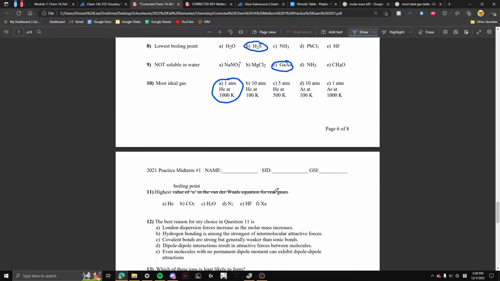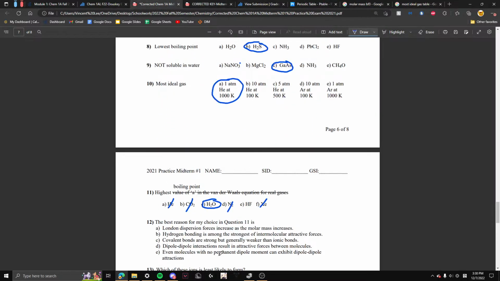It's boiling point. Pretty much opposite of this. Look for something with the strongest intermolecular forces. Xenon's a noble gas, so it's not really going to want to do anything with itself. Same thing with helium. Carbon dioxide is nonpolar. N2 is nonpolar. HF is polar and can also hydrogen bond, but I think this has a larger dipole, so I think it's H2O. So I think it's that.